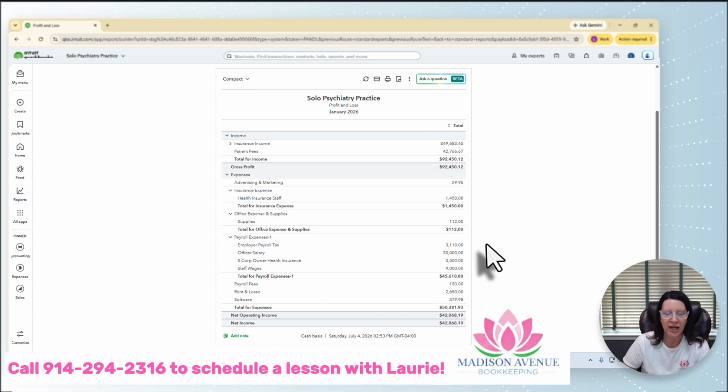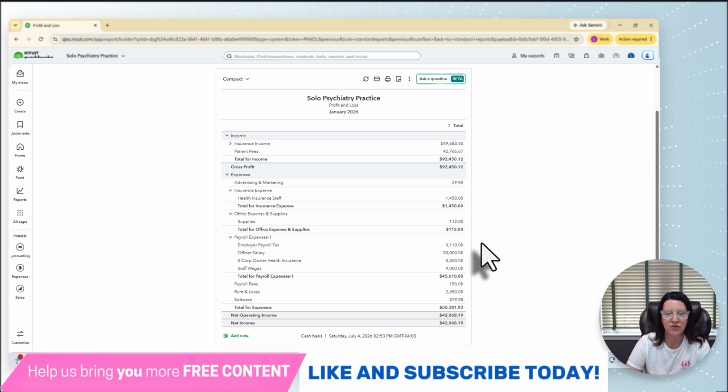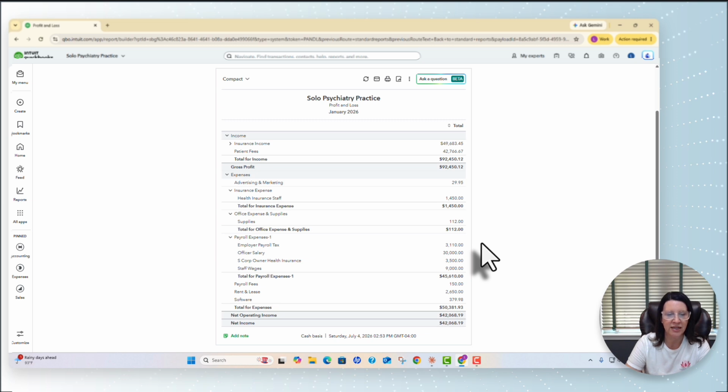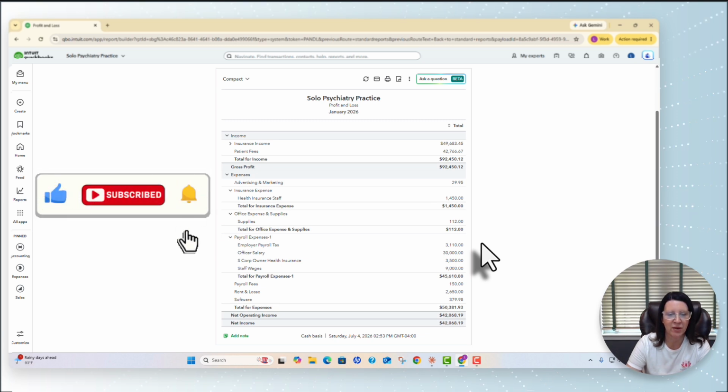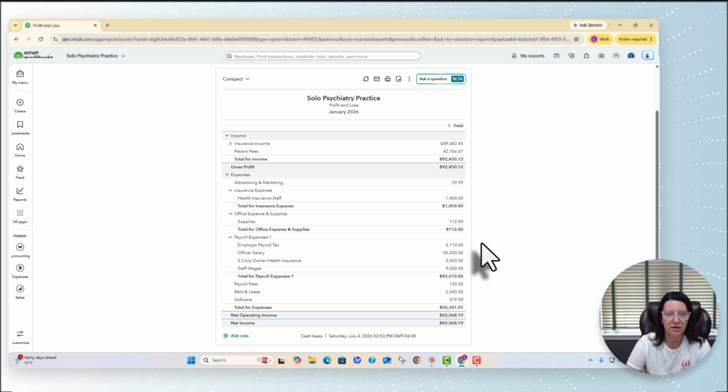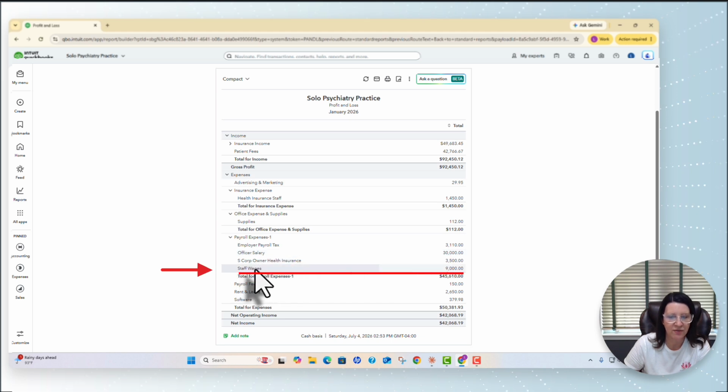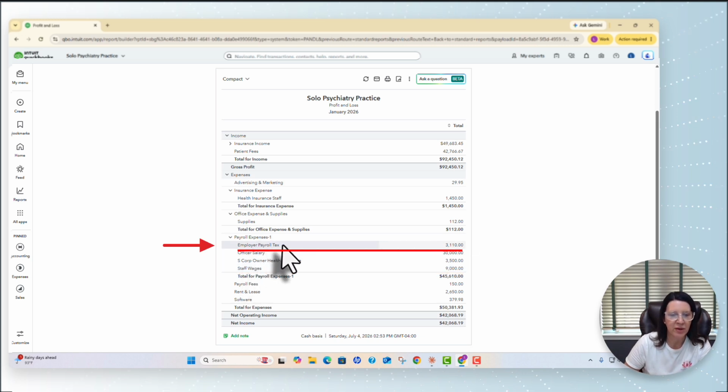Whenever you post payroll inside of your QuickBooks for your S Corp, you have to make sure you differentiate your salary from any employees you have. Maybe you have an admin, maybe you have a biller, anyone like that. Their payroll and your payroll cannot be combined. So if you notice here, I have officer salary, and then here I have staff wages. So make sure you break those two pieces out. Employer payroll tax does not need to be broken out.